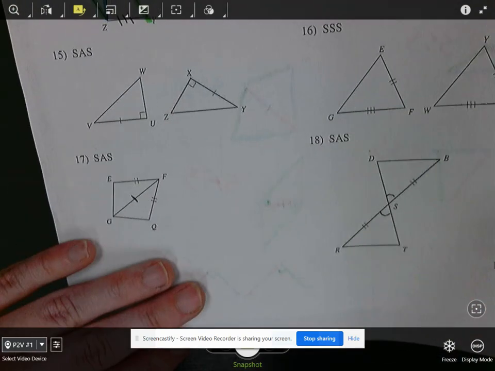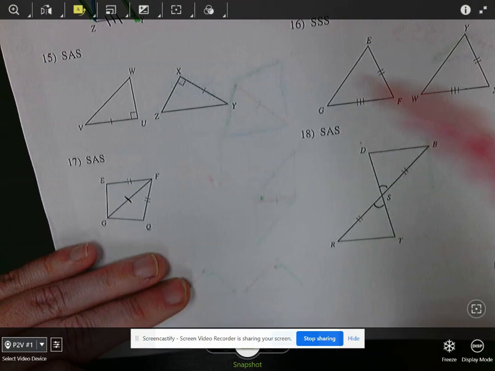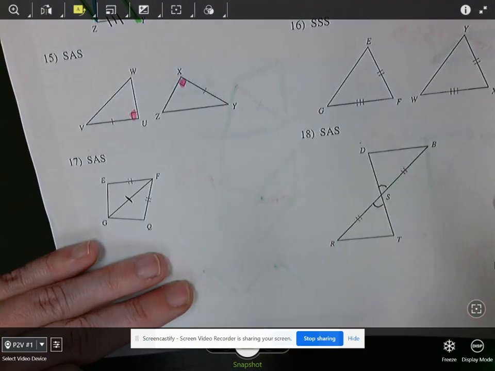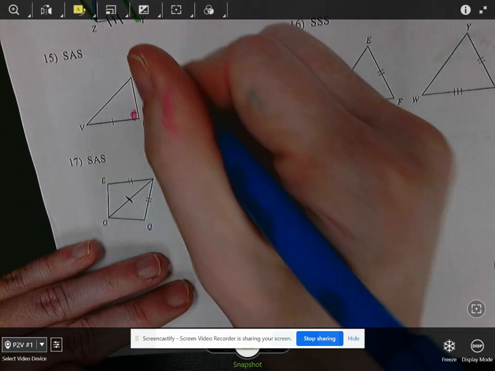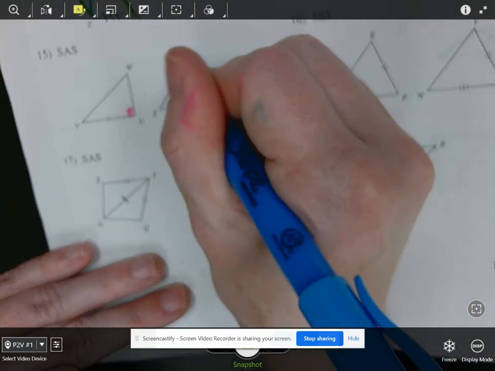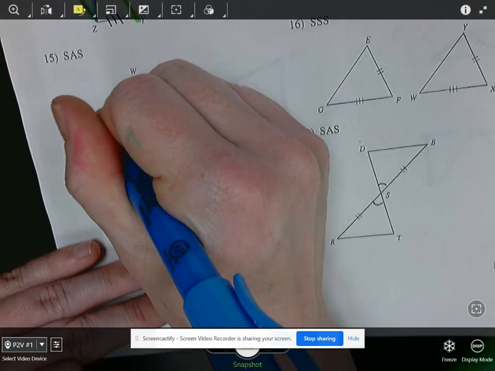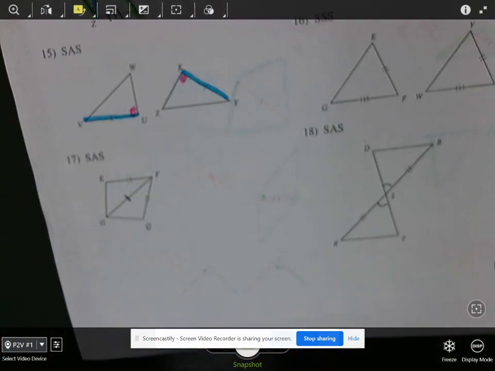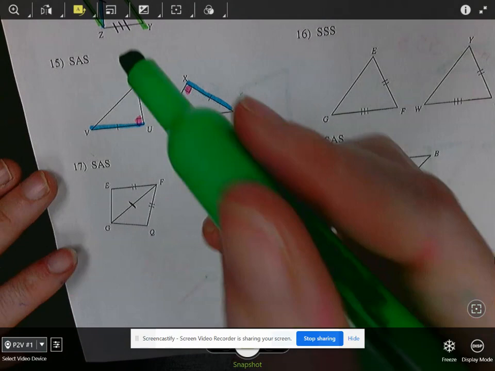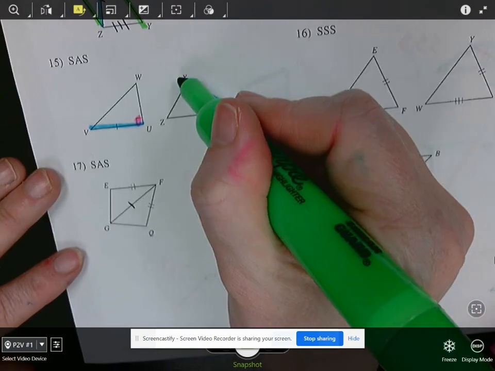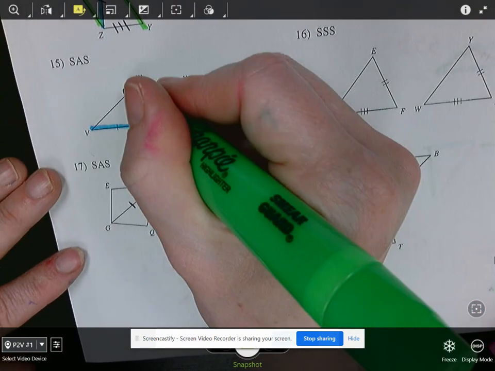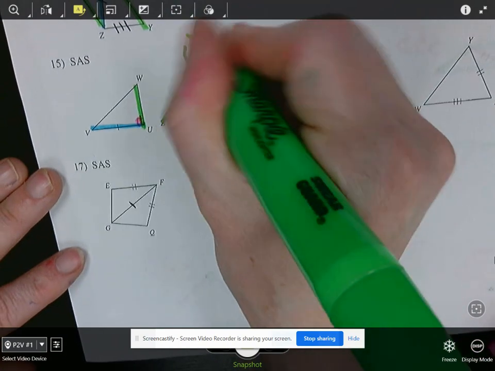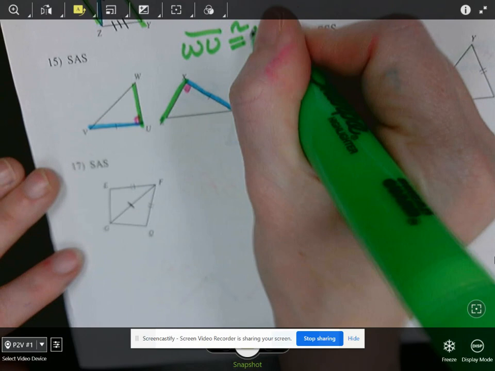15, they want me to use side angle side. We already know these angles are congruent because they're both 90-degree angles. And they already have this set of sides marked congruent. Okay, so they have side angle. I need to figure out the other side. What's the other side of the angle? The other side of this angle would be here, and the other side of this angle would be right here. So they should have said that WU was congruent to XZ.